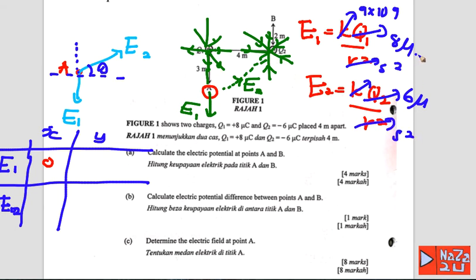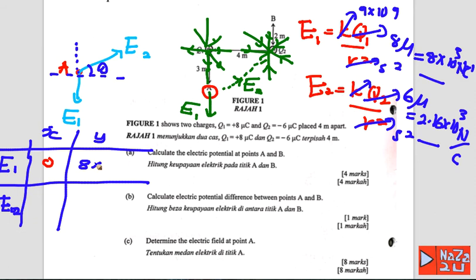If you calculate, E1 is equal to 8 times 10 to the power of 3 newton per coulomb, and E2 is equal to 2.16 times 10 to the power of 3 newton per coulomb. This is the value of E1 and E2. E1 is on the y-axis, so there is no need to resolve it. So this is 8 times 10 to the power of 3.